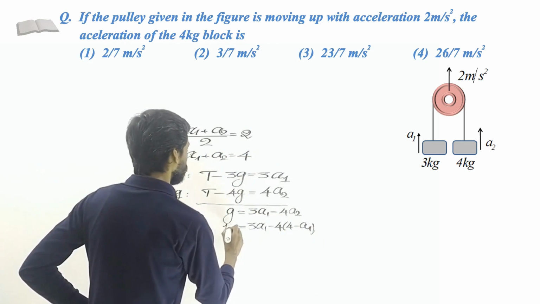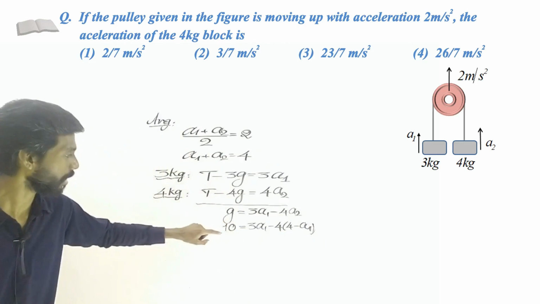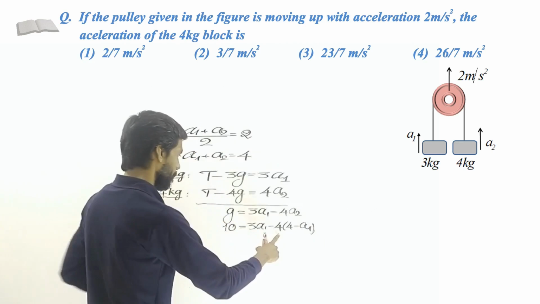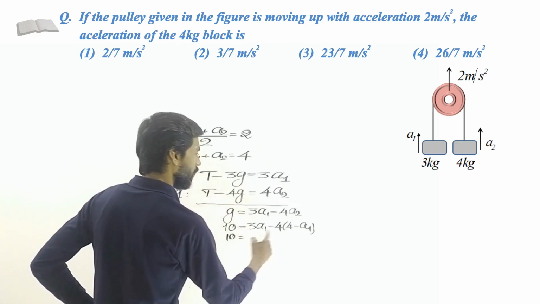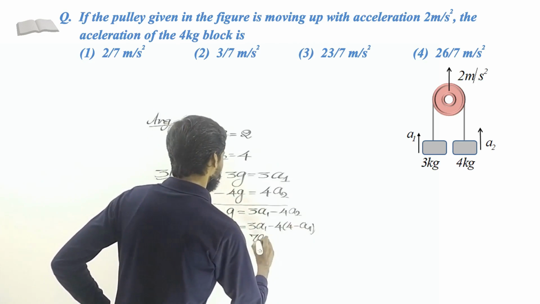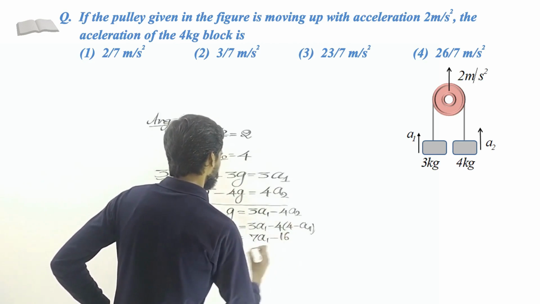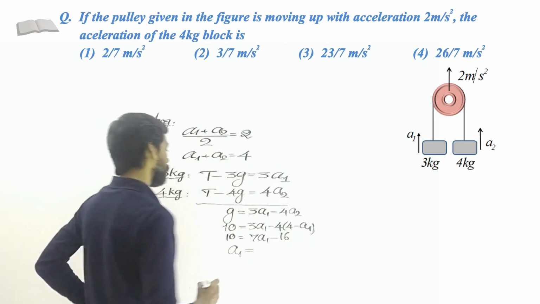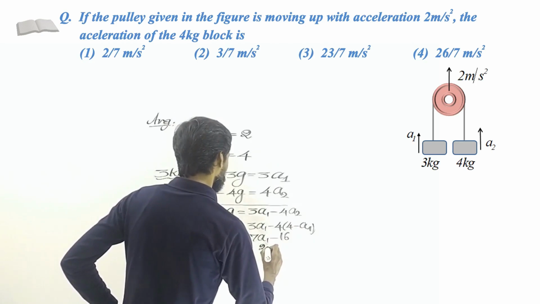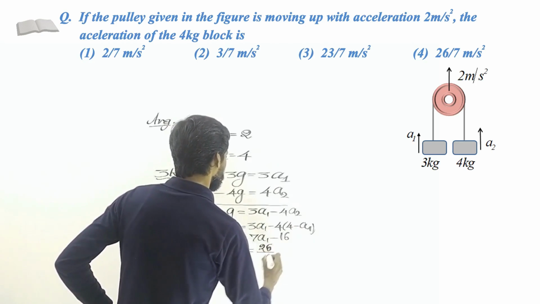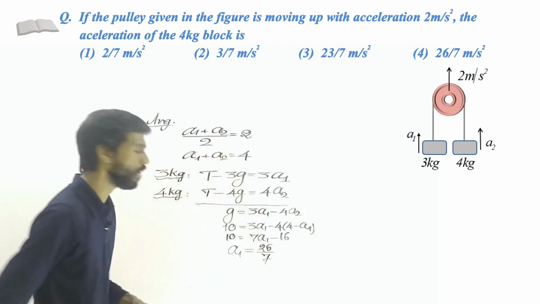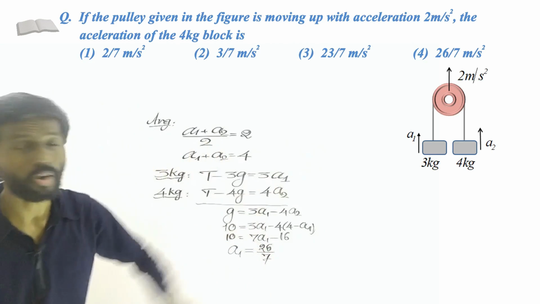So let us take the value of g to be 10, approximately. So 10 equals 3A1 plus 4A1 minus 16, that is 7A1 minus 16. So that gives you the value of A1. So A1 equals 16 plus 10, so 26, divided by 7. So this is the acceleration A1, that means of the block of mass 3 kilogram.